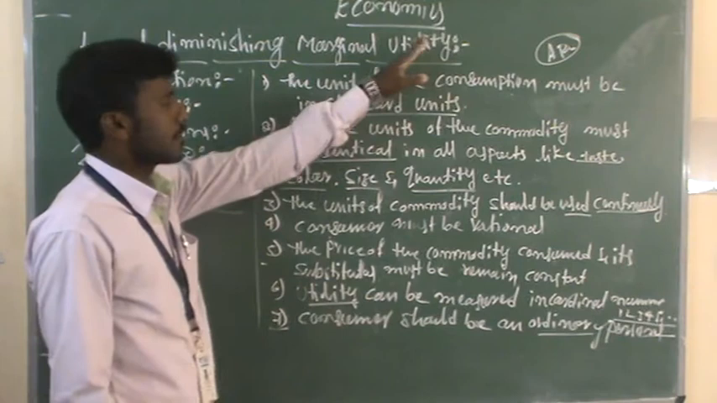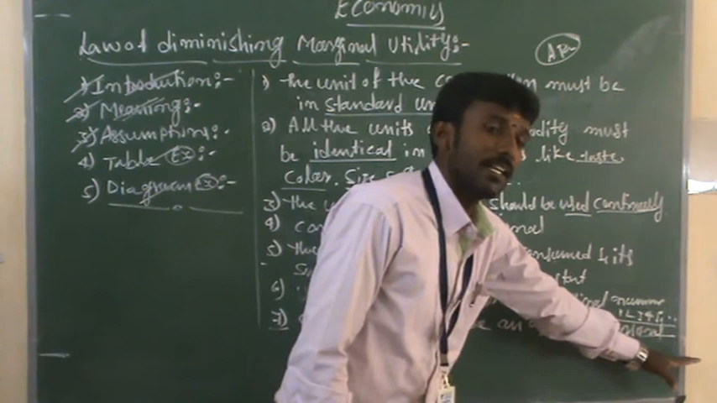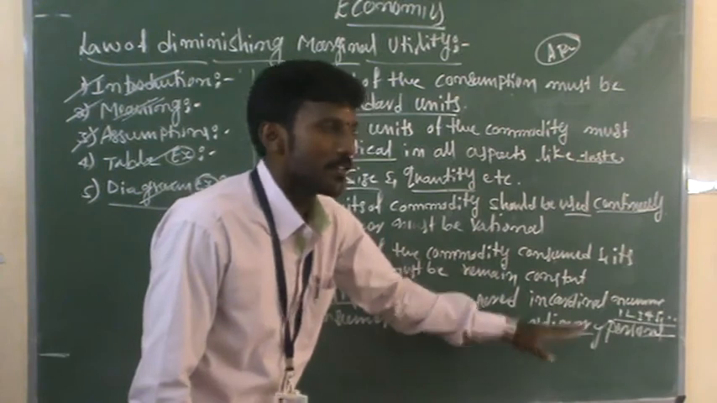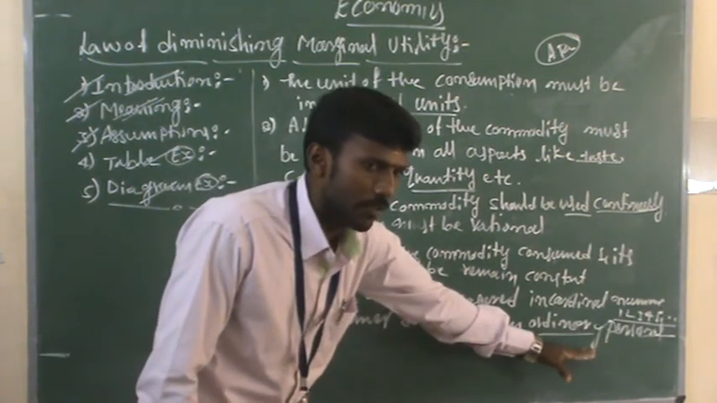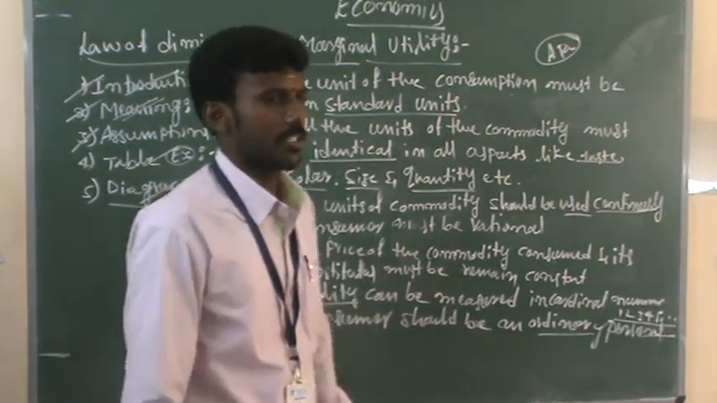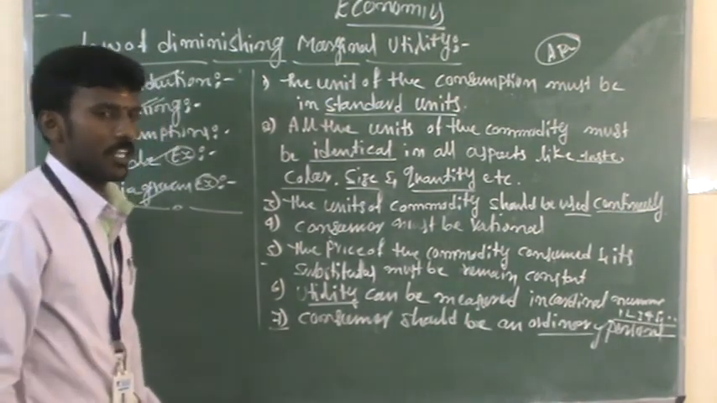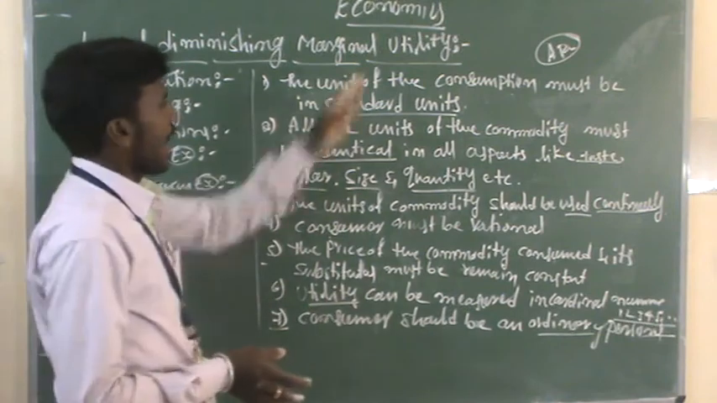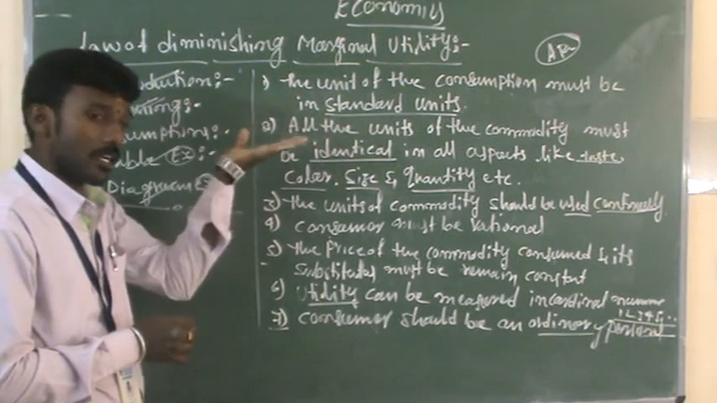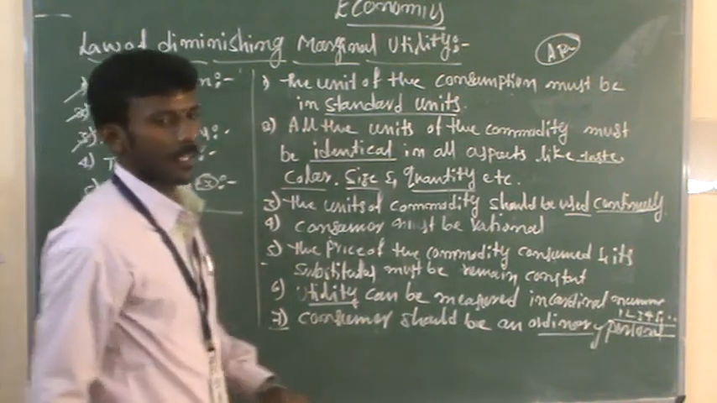It means this law is not applicable for an extraordinary person or a mentally disabled person. This law is applicable only for ordinary persons. It is applicable for ordinary people, but not for mentally disabled people. See, totally these are some of the important assumptions of the law of diminishing marginal utility. In the next class, on the basis of these assumptions, we are going to understand this concept through the table and through the diagram also.